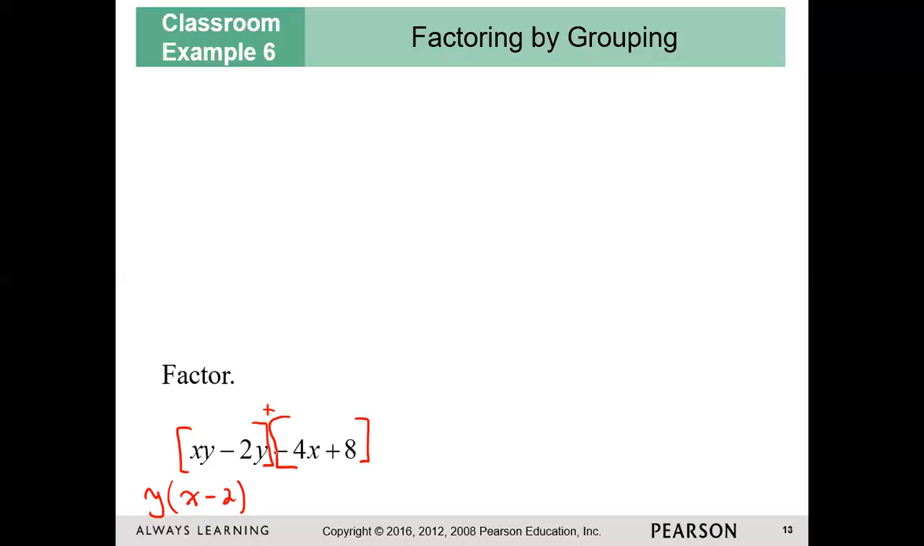So anytime you have a negative for this third term here, definitely include it inside the bracket, so that way you'll see what to do here. So you have this negative 4x plus 8. And most of you are looking and saying, oh, they have a 4 in common, right? So if you take the 4 out, again, the plus sign comes down for the ride. Take the 4 out, that's going to leave you with a negative x plus 2. But that's not what we want. We want a positive x minus 2.